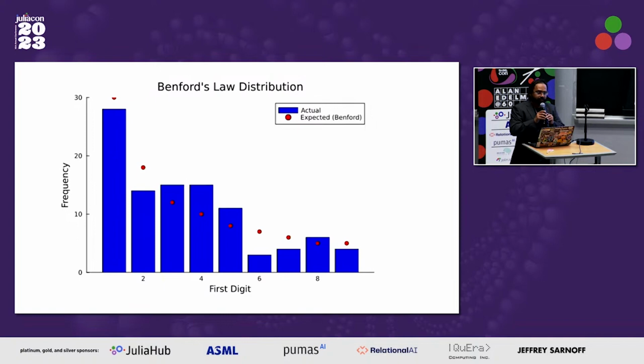Whereas consider this, now your red dots are more aligned to the blue bars. So that means there is no possible money laundering.